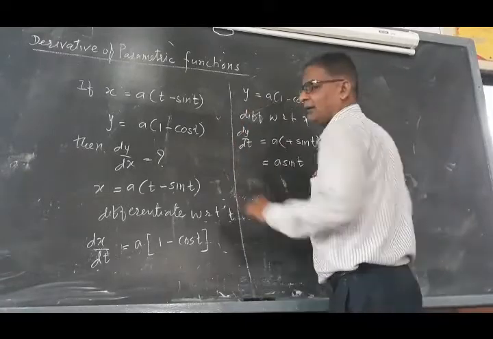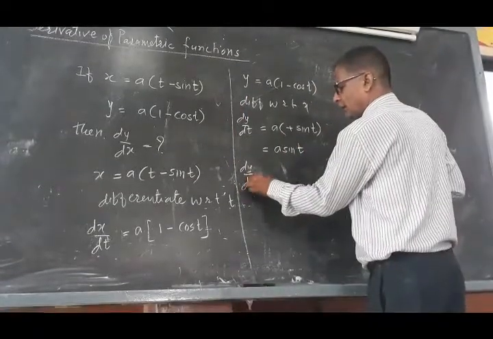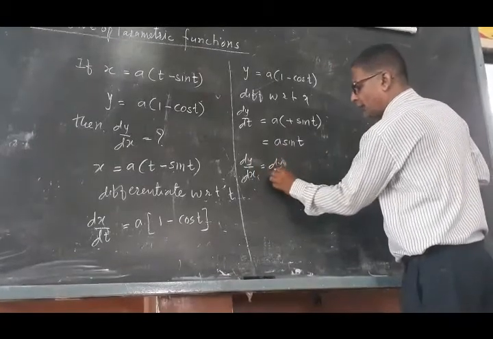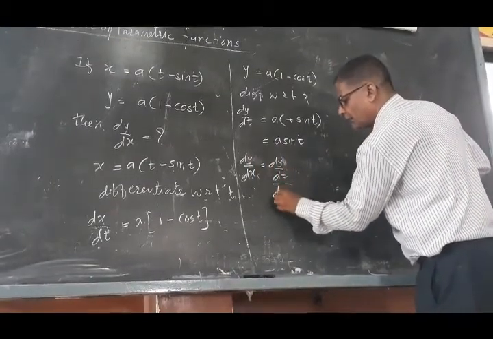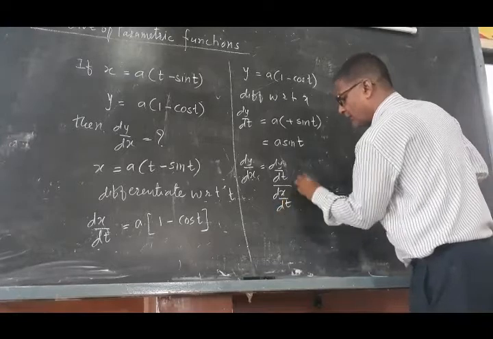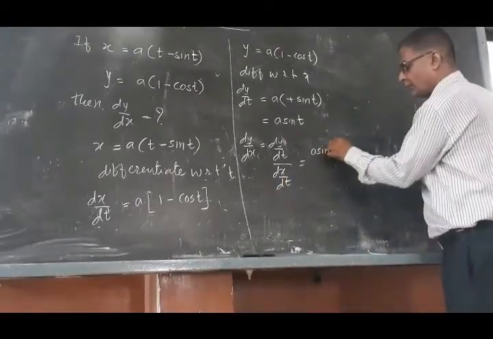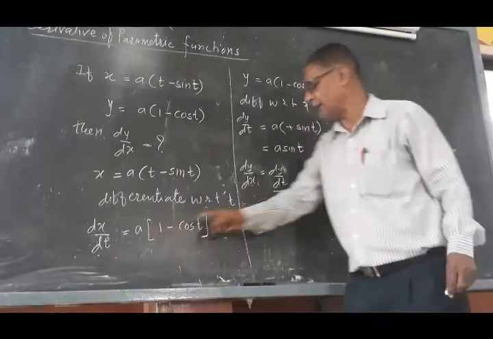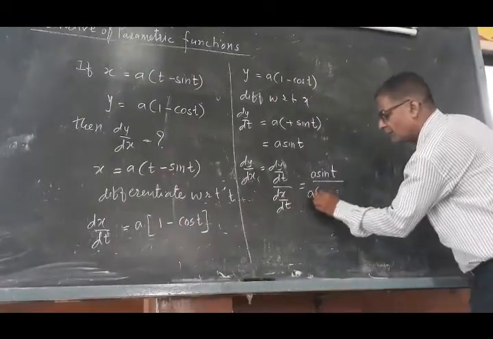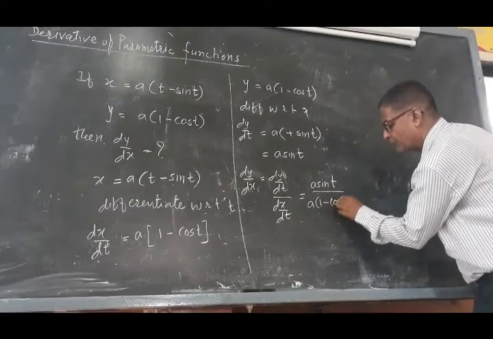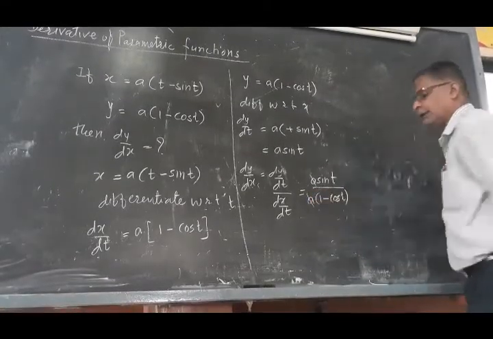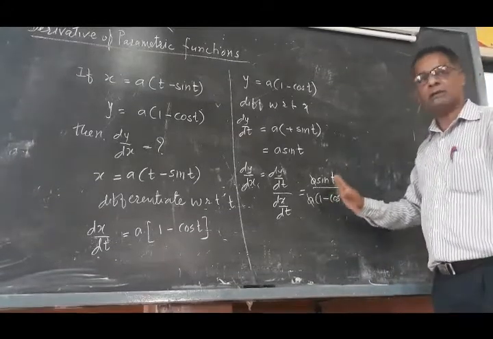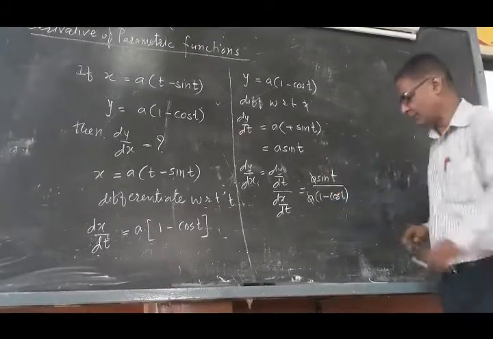Now what is the result for the parametric function? The theorem says dy upon dx is equal to dy upon dt divided by dx upon dt. Now substitute, divided by what is dx by dt? a(1 minus cos t). Here the differentiation is completed, but we can easily simplify it. If it is possible, then we can simplify this.